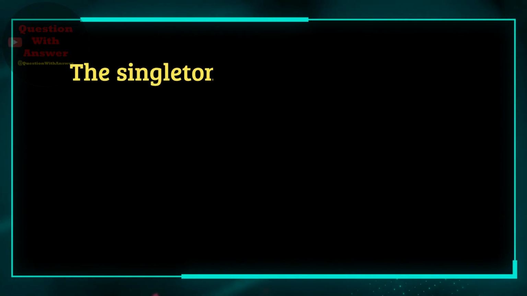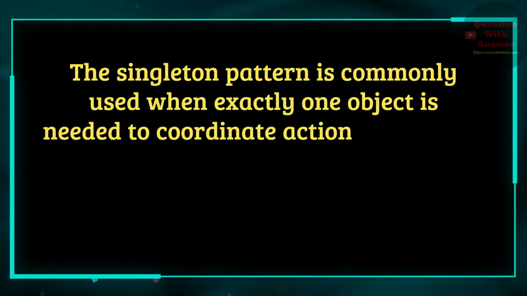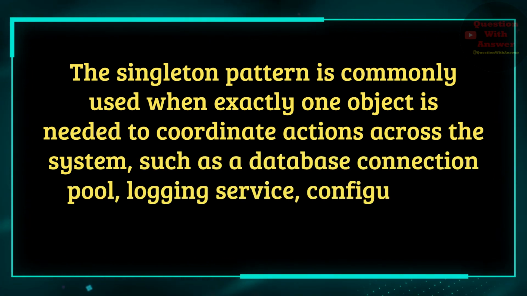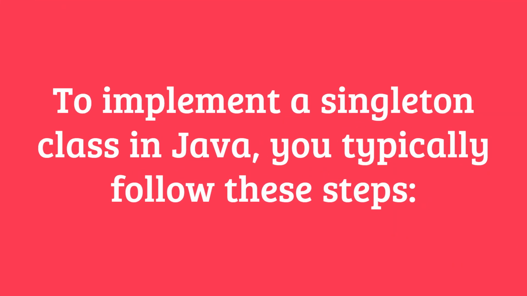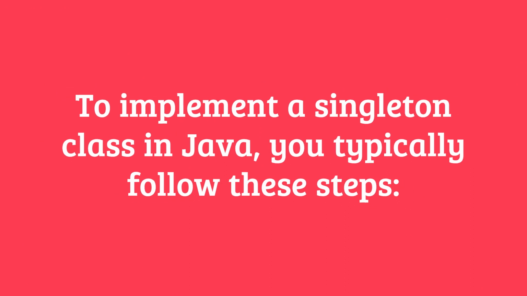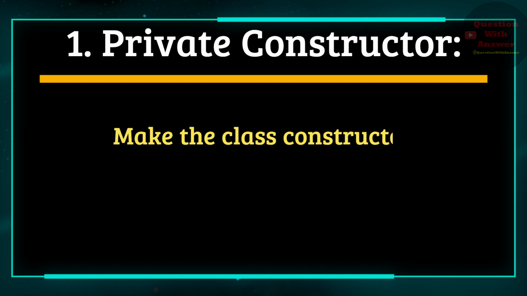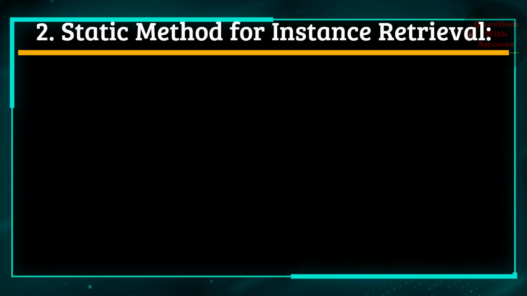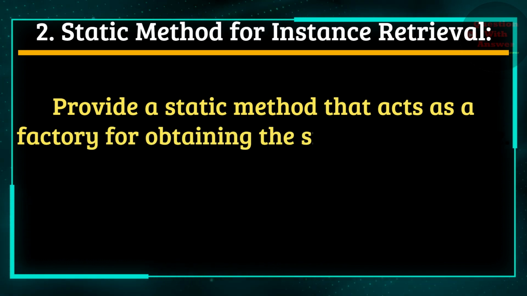The singleton pattern is commonly used when exactly one object is needed to coordinate actions across the system, such as a database connection pool, logging service, configuration manager, or thread pool. To implement a singleton class in Java, you typically follow these steps. 1. Private constructor. Make the class constructor private to prevent direct instantiation from outside the class. 2. Static method for instance retrieval. Provide a static method that acts as a factory for obtaining the singleton instance.